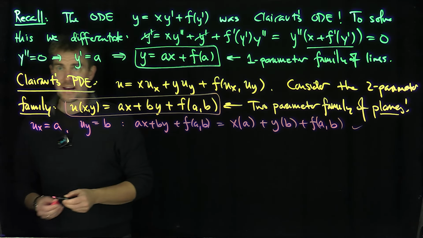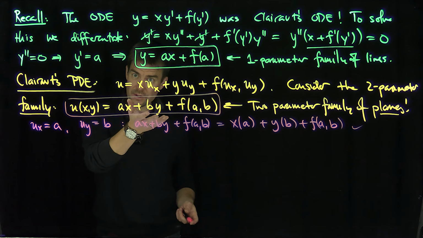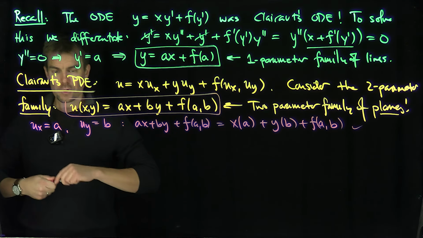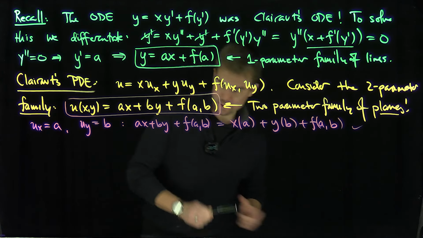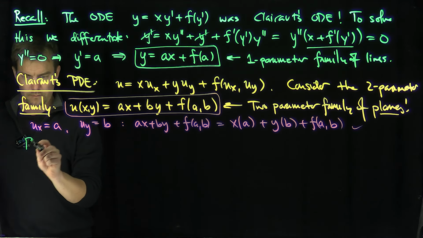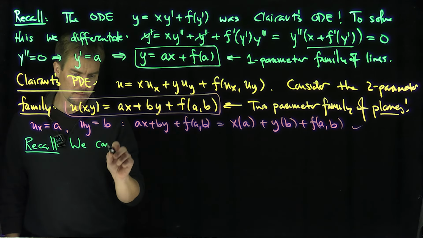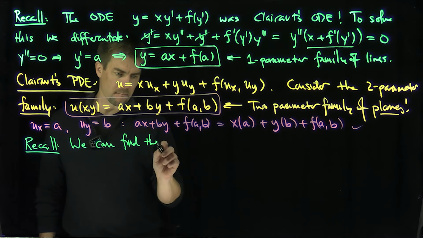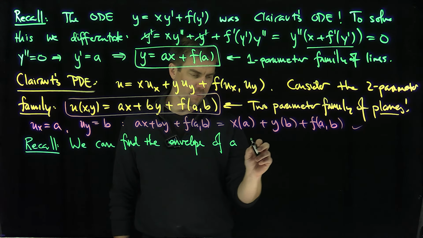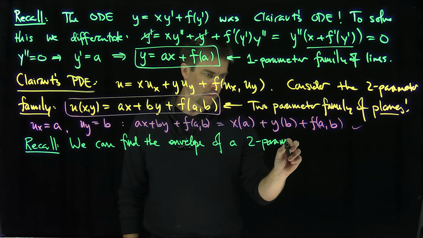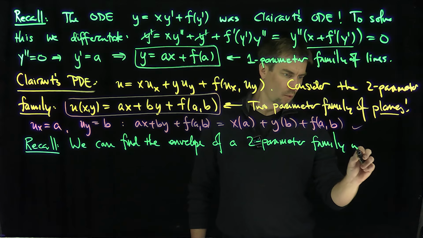But now the interesting thing is that we can think of it exactly analogously. Can I construct other solutions to this equation using this envelope idea, right? So recall that we can find envelopes. So recall we can find the envelope of a two-parameter family with parameters a and b.